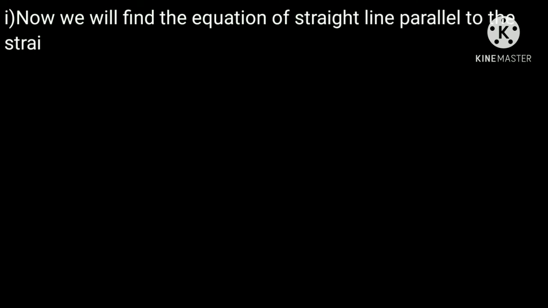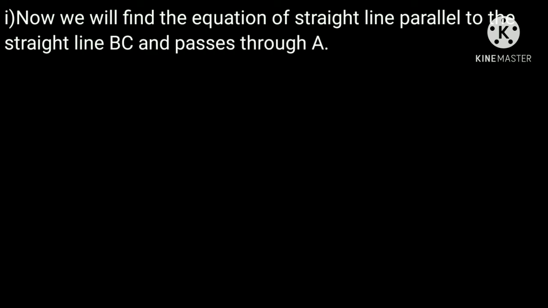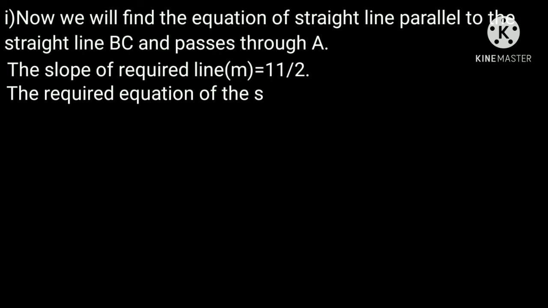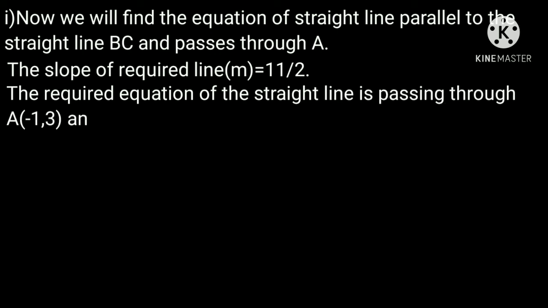In that first problem, now we will find the equation of the straight line parallel to the straight line BC and passing through the point A. We also know that if two lines are parallel, then their slopes are equal. By using this, the slope of the required line is m equal to 11 by 2. Here you have the slope and a point, so we will use the point slope form of the straight line equation. The required straight line passes through the point A of minus 1 comma 3 and has the slope m equal to 11 by 2.